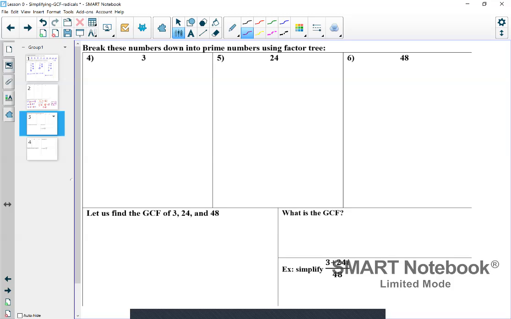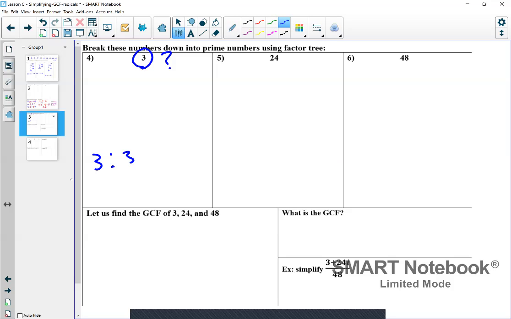So let's break these numbers down into the primes. Now you might be looking at number 4 and being like, well, Mr. Kreisler, I can't break this down. 3 is prime. What do I do? And I'm going to look at you and be like, good, you caught the trick. 3 is prime, so we're not going to do anything. So what are the prime numbers that make up 3? It's just 3.